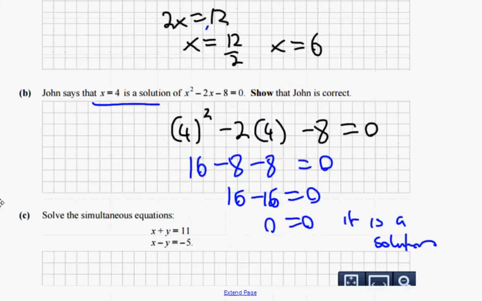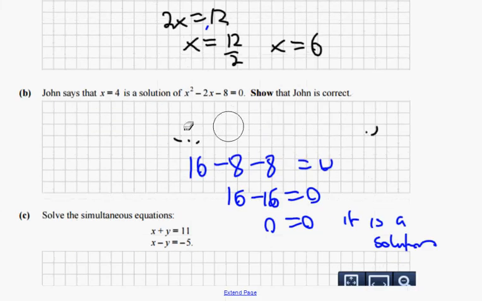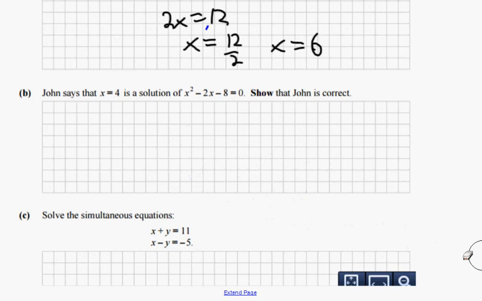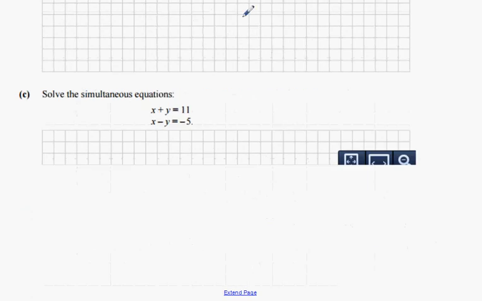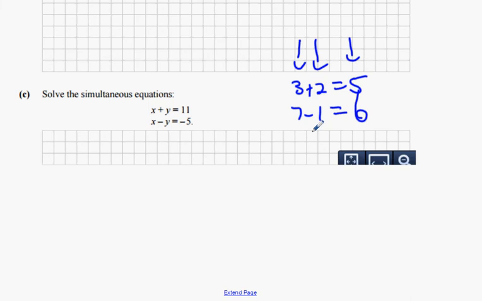Now, simultaneous equations. Simultaneous equations work on the principle that if I had 3 plus 2 equals 5, and if I had 7 minus 1 equals 6, by adding numbers directly down, adding equations that are balanced will result in another equation that's balanced. So 7 plus 3 would be 10, 2 minus 1 is 1, 10 plus 1 equals 5 plus 6, which is 11. It results in another balanced equation.